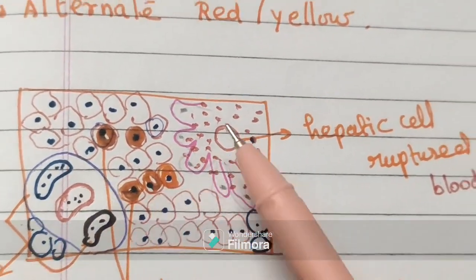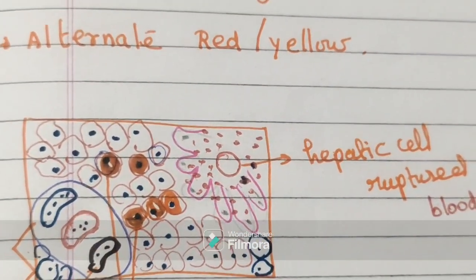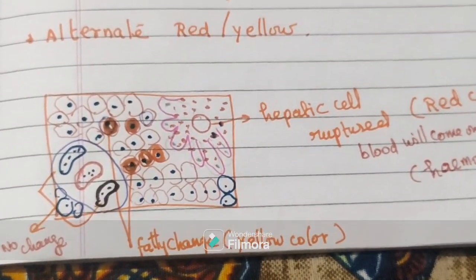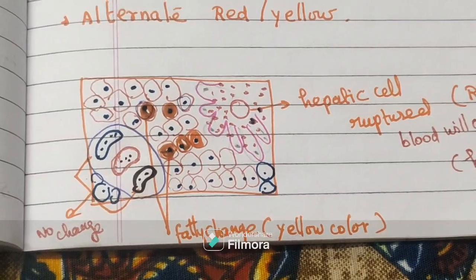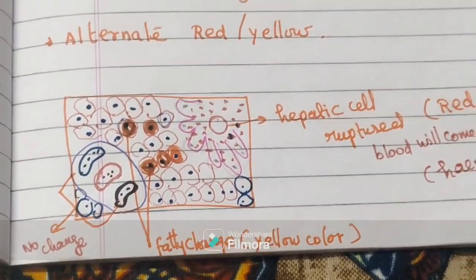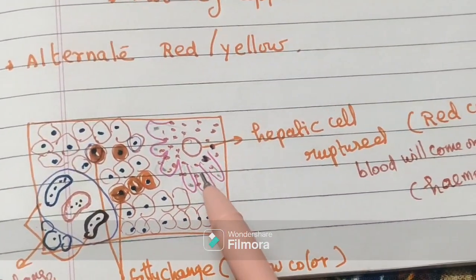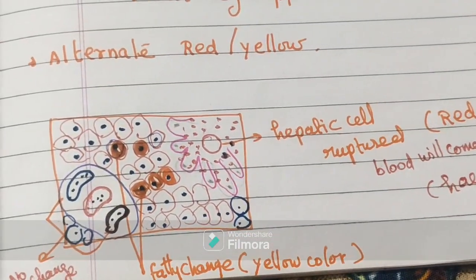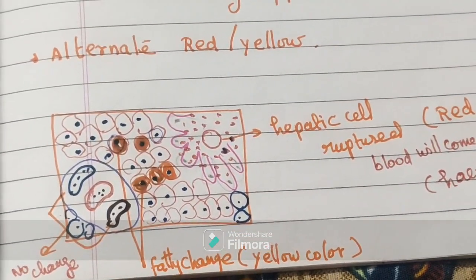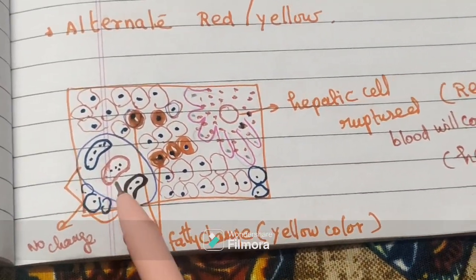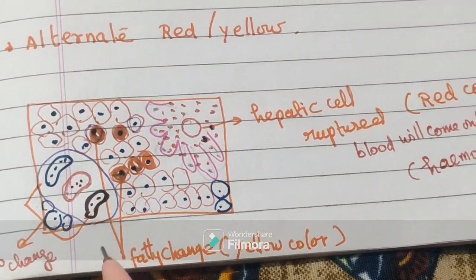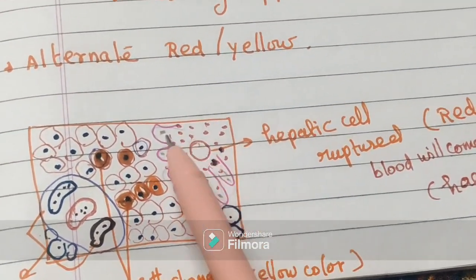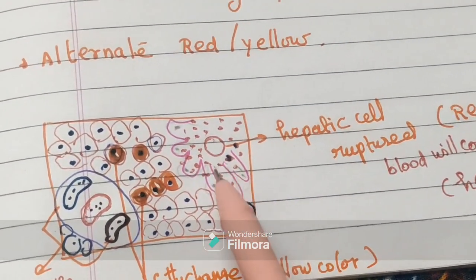Here no changes. The rupture will happen here only. Because of backflow of blood, the hepatic vein dilates and ruptures, and blood will come out. These three structures are normal, with no changes. Necrosis of hepatocytes, hemorrhagic necrosis, will happen here.